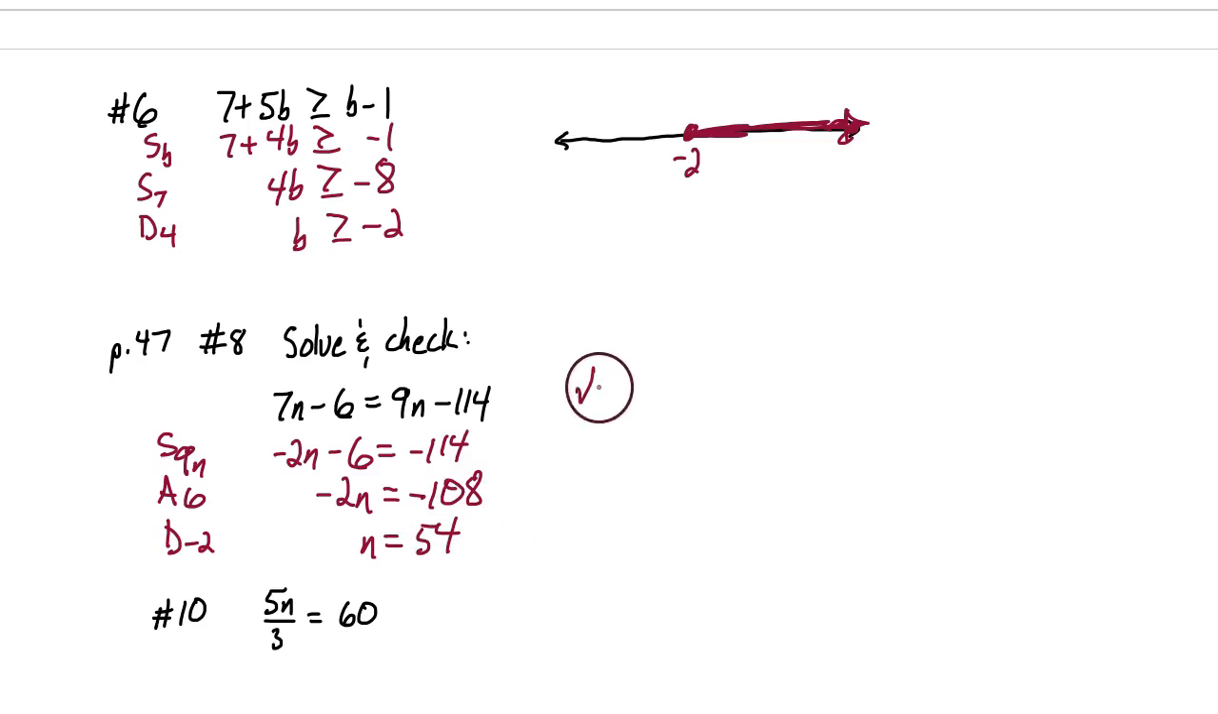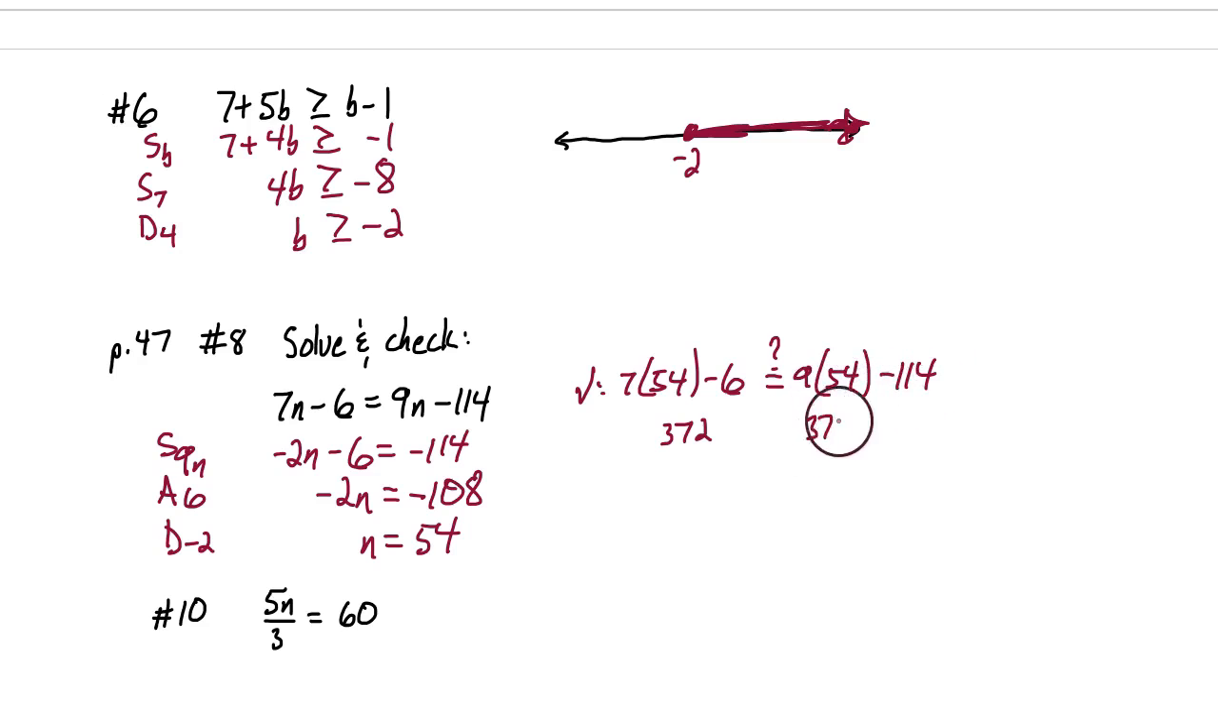Negative 108 divided by negative 2 is 54. To check that answer, you go back to the original equation and substitute 54 where the letter n is. Is that equal to this expression? Seven times 54 subtract 6 is 372 on my calculator. Over on this side, 9 times 54 subtract 114 is also 372. That answer checks.